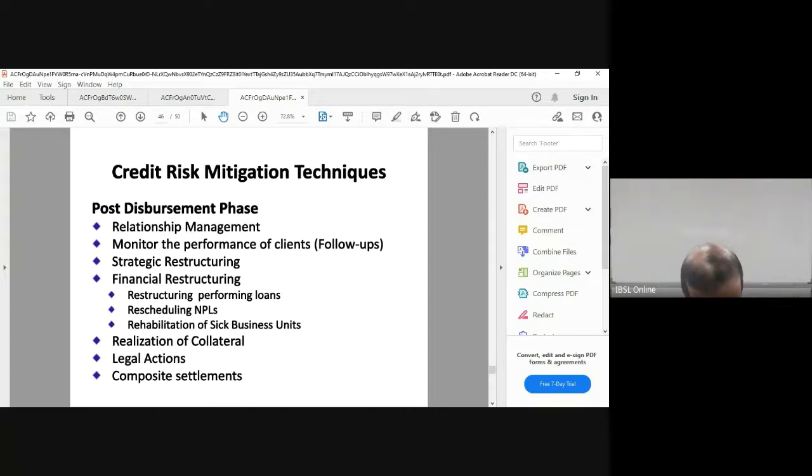And the next one, rescheduling, is only for NPLs. It is the same agreement, but you have a different terminology because it is non-performing. Restructuring happens, and if it happens 2 times, you have to put that particular client into the second stage, which is underperforming. Before rehabilitation, of course, you can add one more thing, which is the debt moratorium. You can enjoy debt moratoriums as instructed by the Central Bank of Sri Lanka.